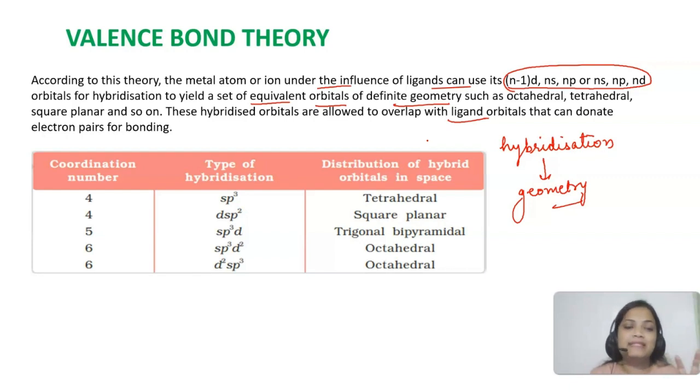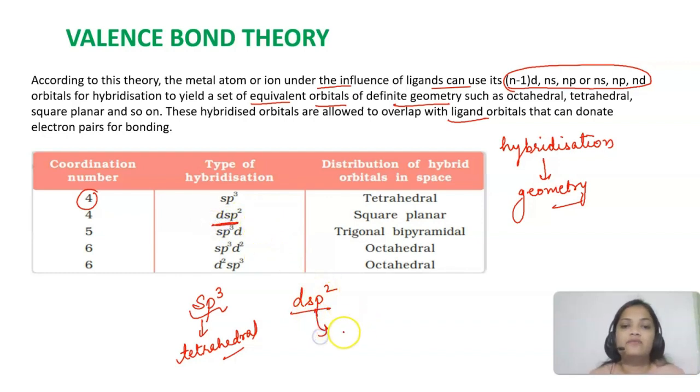Okay, so in this table are the various hybridizations possible in coordination compounds. For coordination number 4 there can be two types of hybridization, sp3 and dsp2. Whenever sp3 hybridization is there, the compound shape is tetrahedral. In dsp2, an inner d orbital is involved, and the shape would be square planar. Then we have coordination number 5. It has 5 orbitals, sp3d, which is trigonal bipyramidal.